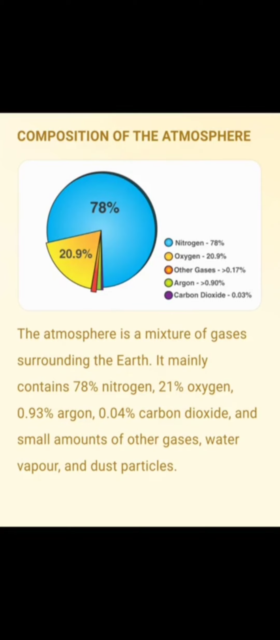Now, let us see the composition of the atmosphere. Here you can see a pie chart that shows different gases and their composition. The atmosphere is a mixture of gases surrounding the earth. It mainly contains 78% nitrogen, 21% oxygen, 0.93% argon and 0.04% carbon dioxide, and small amounts of other gases, water vapor and dust particles.